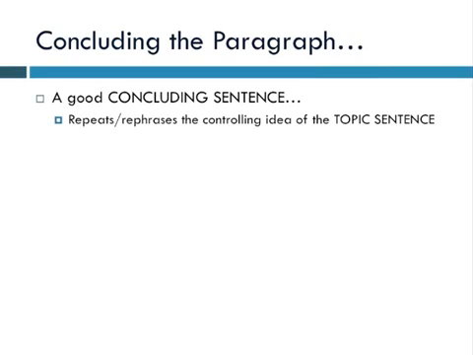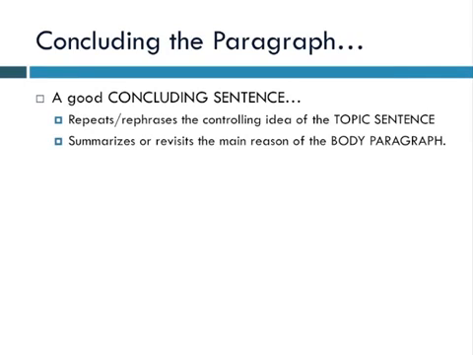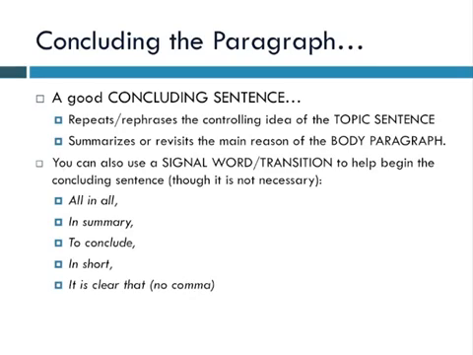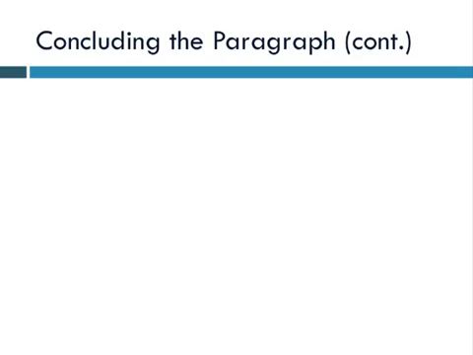So a good concluding sentence will repeat or rephrase the controlling idea of the topic sentence. It will help summarize or revisit the main reason of the body paragraph. We can also use signal words to help begin the concluding sentence, though it's not always necessary. So you may want to use something like all in all, or in summary, or to conclude. Of course, you'll see these words again when we talk about the conclusion, the concluding paragraph of the essay. But these are also words and ideas that might be helpful in summarizing or wrapping up an idea you're discussing in a paragraph as well. So all of these expressions may be helpful when you're trying to conclude a paragraph.